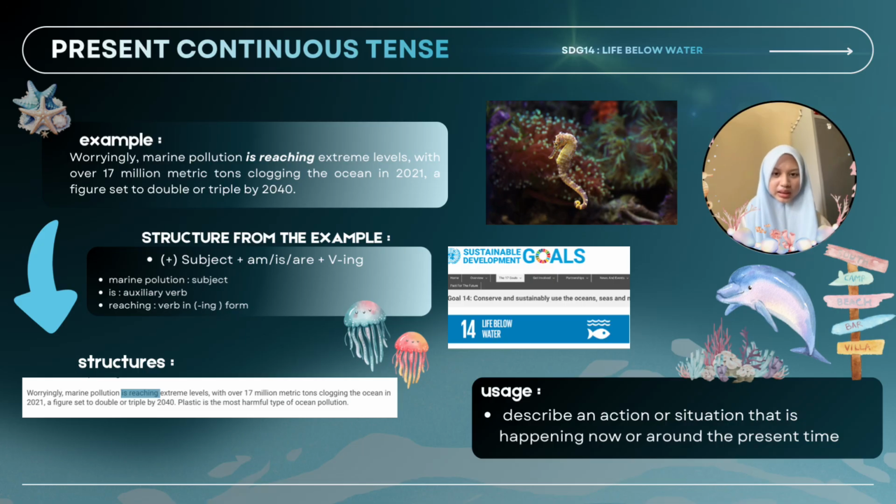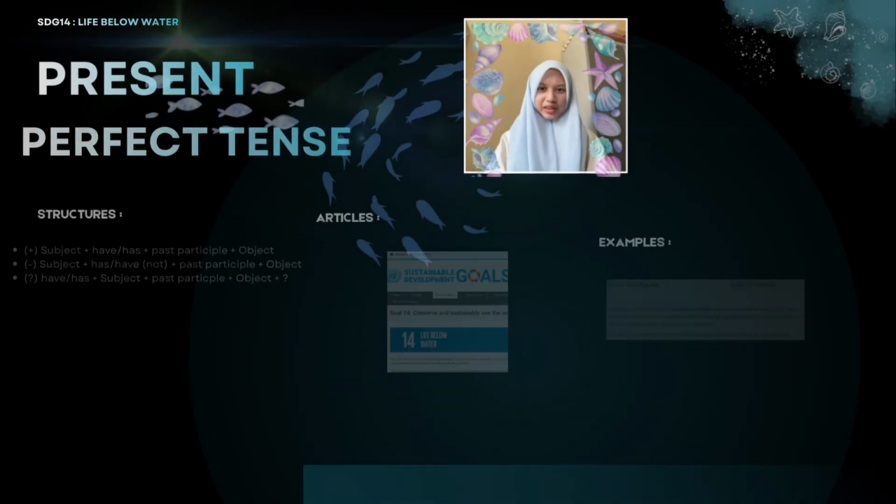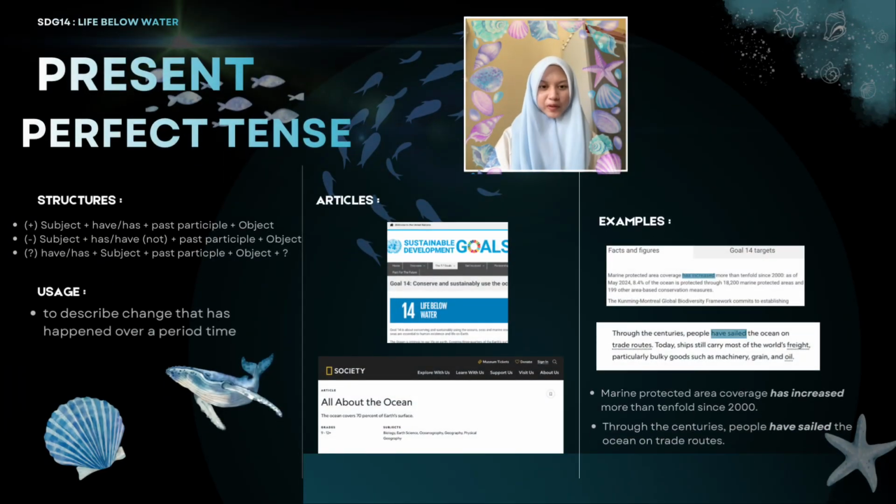In this sentence, marine pollution is the subject and "is" is the auxiliary verb. Reaching is the main verb in the ing form. It is used here because the sentence describes a situation that is currently happening. So, "is reaching" shows that the situation is ongoing at the present time. Now, let's move on to the present perfect tense.